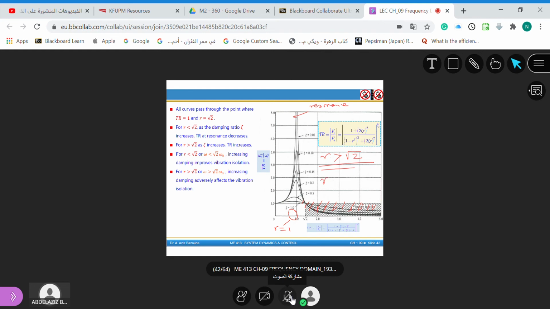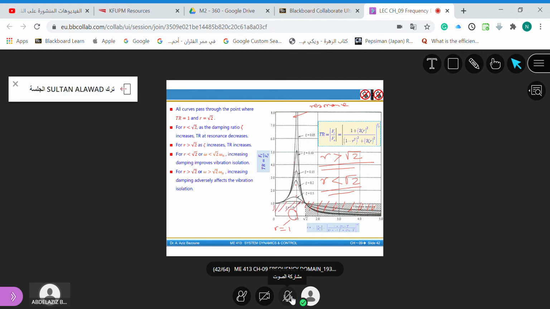So if R is less than square root of 2, you have amplification, so the ratio is greater than 1. You have to be careful. And of course, at R equal to 0, the ratio is 1 also.